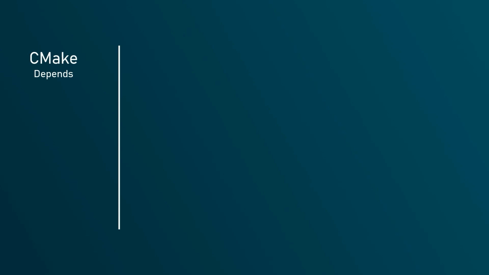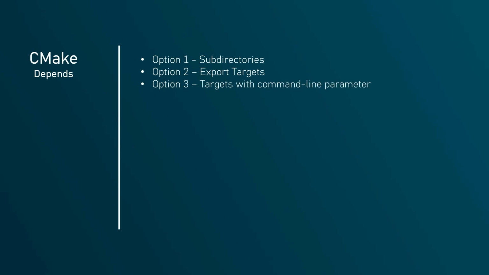In this video, we'll cover how to use a CMake project in another CMake project in 6 different ways. Number 1, adding the dependency project as a subdirectory of the dependent project. Number 2, exporting targets from the dependency project and importing them into the dependent project. Number 3, importing exported targets using a command line parameter.